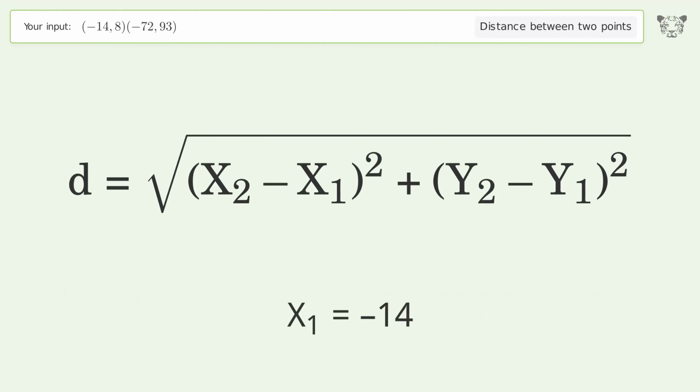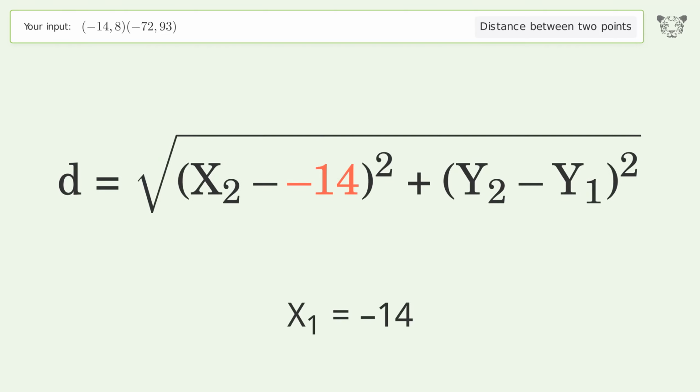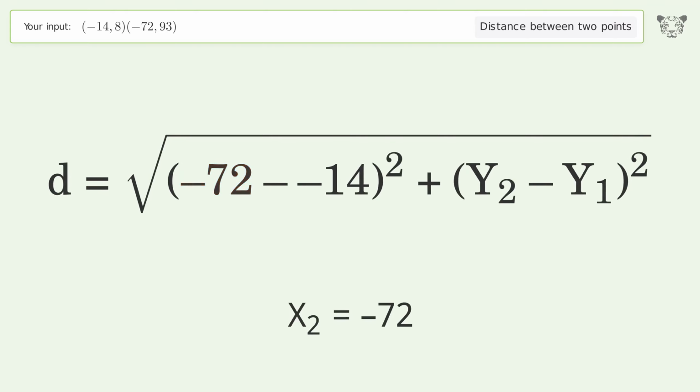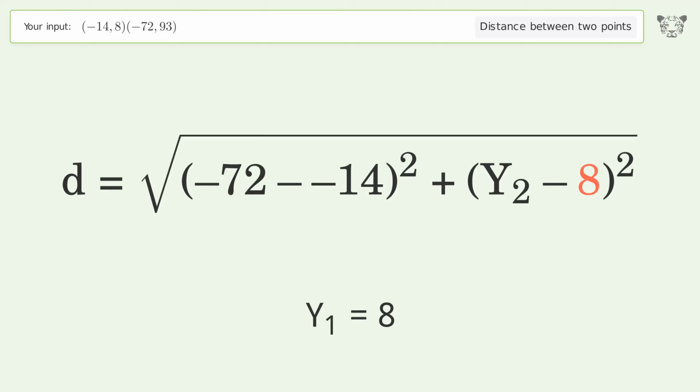x1 equals -14. x2 equals -72. y1 equals 8. y2 equals 93.